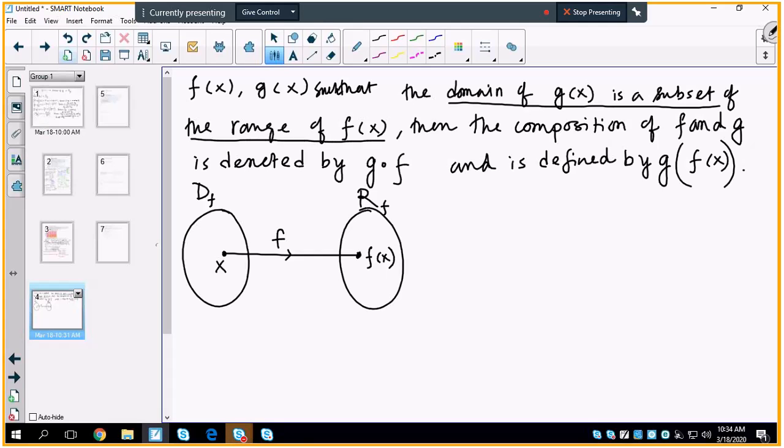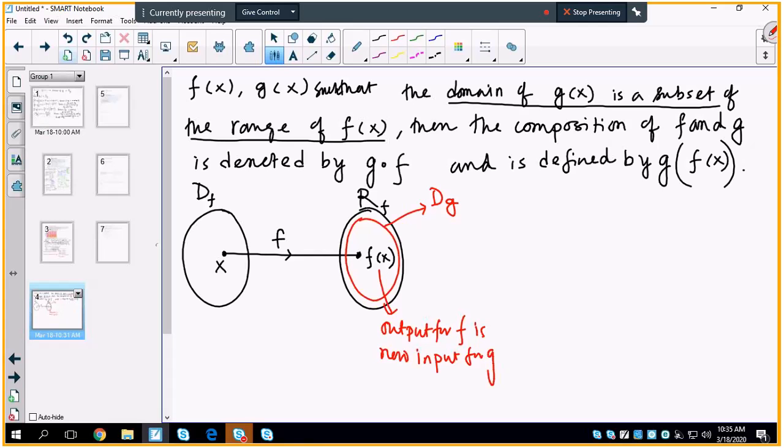Then what I said, domain of the function g(x) is a subset of the range of the function f(x). What does that mean? It means if this black circle is the range of f and you think of a smaller circle inside this black circle and call this circle the domain of the function g. First, I need to be in this situation. Then this point f(x), which was output for f, is now input for g.